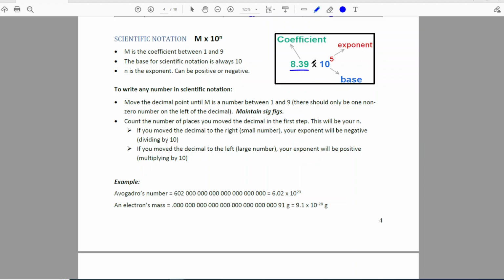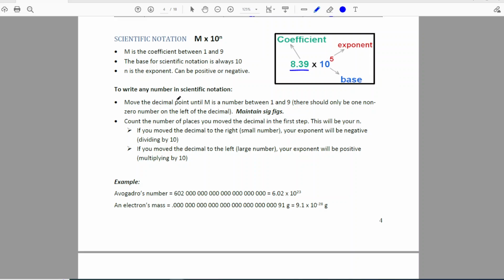And then you always put times 10 to the, and then you have an exponent on the 10, and it's either going to be positive or negative. It's positive for very large numbers because you're going to be multiplying by 10, and it's negative if it's really small numbers because you're going to be dividing by 10.